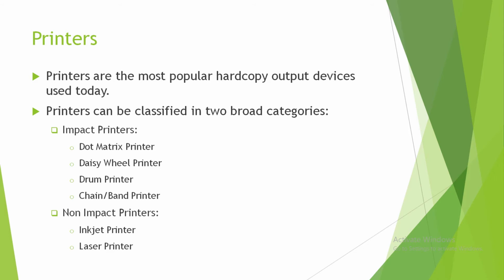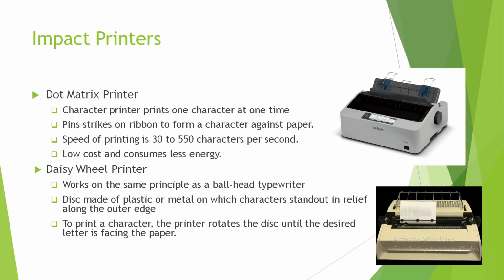Next is the printers. Printers are the most popular hard copy output devices. Printers are basically classified into two broad categories: impact printers and non-impact printers. Firstly, we will discuss the impact printers. Impact printers are dot matrix printer, daisy wheel printer, drum printer, and chain printer. Non-impact printers are inkjet printer and the laser printer.